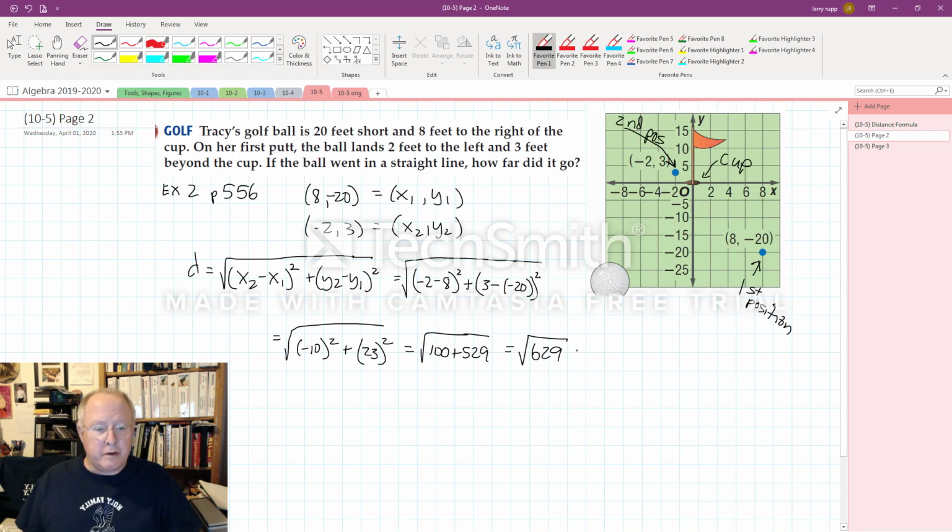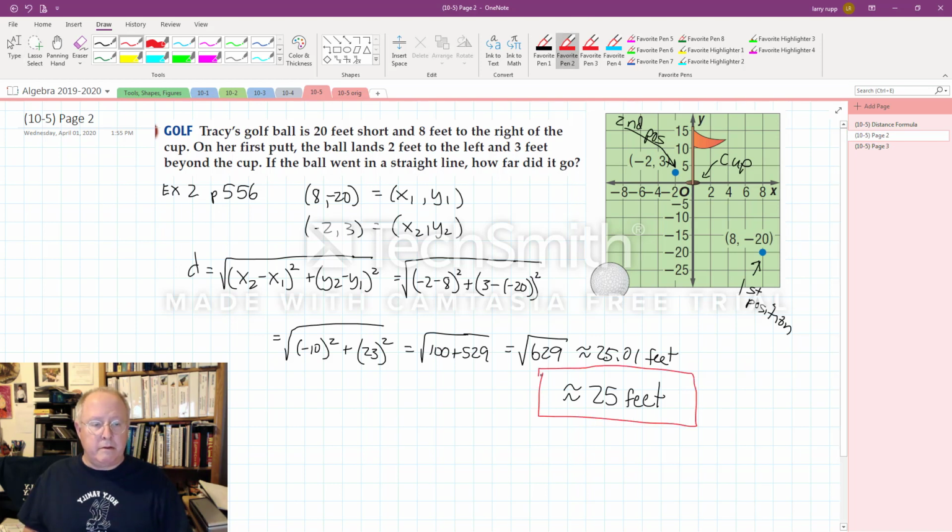Okay, this is from the magic of looking in the book. It's approximately equal to 25.01 feet. So what we do is we simplify it to approximately 25 feet. So, I mean, either 25.01 or 25 would be acceptable on the test if I didn't tell you to round it.